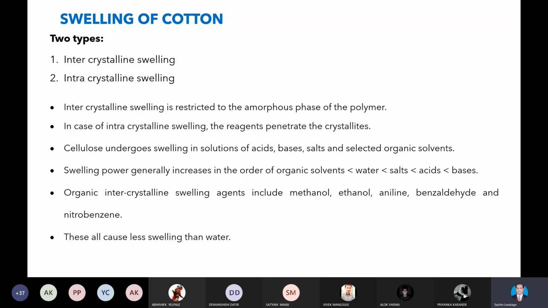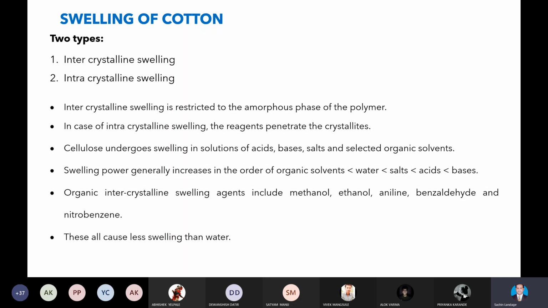And that's why in intercrystalline swelling, within this polymeric chain, there is an immediate absorption of the chemical. In the case of intracrystalline swelling, the reagent penetrates the crystals. Whenever you are talking regarding intra, it means it is penetrating inside the crystalline region also. Cellulose undergoes swelling in a solution, so which are the chemicals in which it undergoes swelling? One is acids, second is bases, or we can say alkalis, then salts, and selected organic solvents. These various reagents cause the swelling of the cellulose.